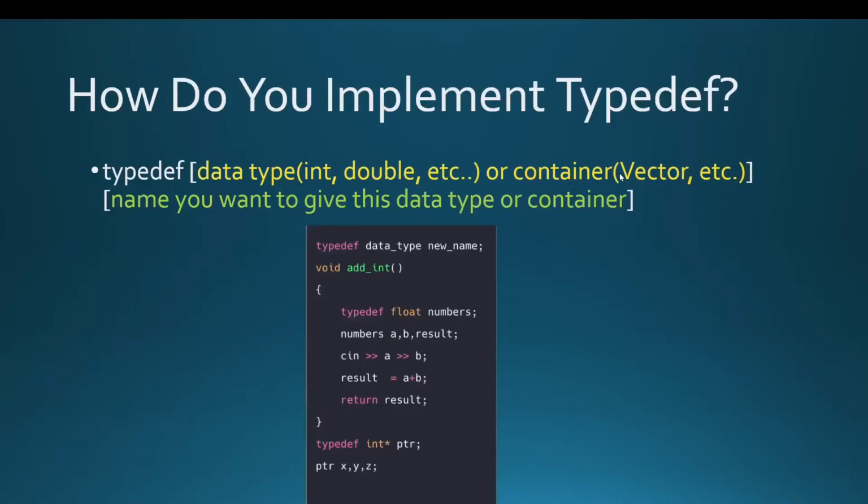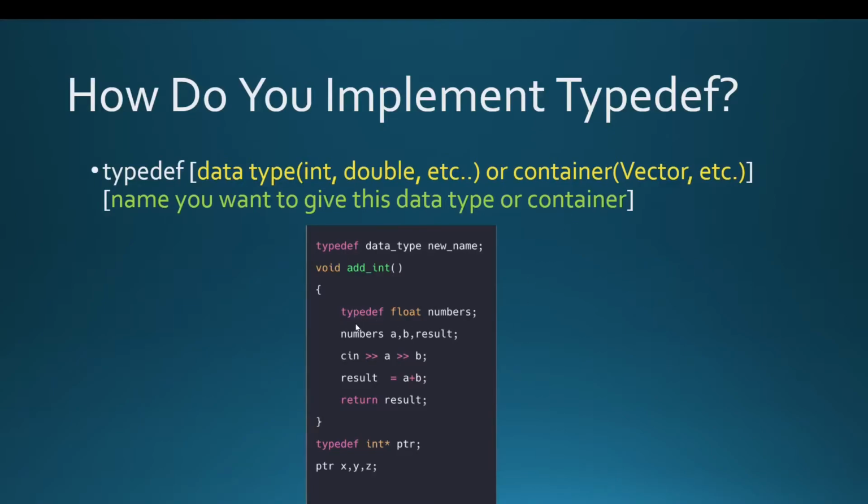So how do you implement typedef? You need to put in the typedef keyword, and then the data type you want, say int, double, float, etc., or a container, such as vector. There are other kinds of containers, but we learned about vectors. So if you want to use three-dimensional vectors, you could do that. And then you put the name you want to give to the data type or the three-dimensional vector.